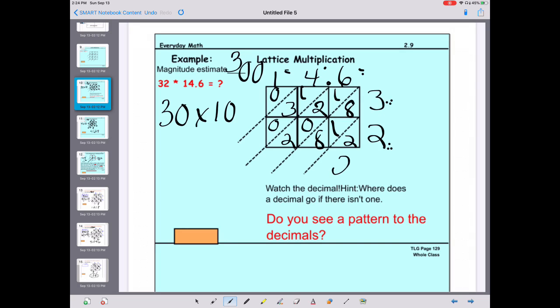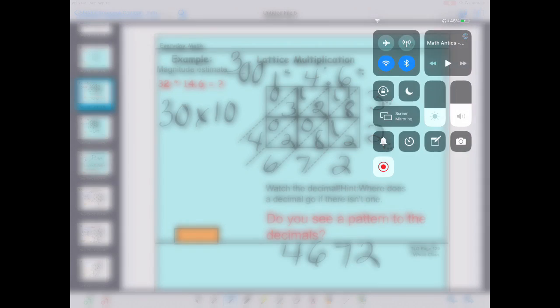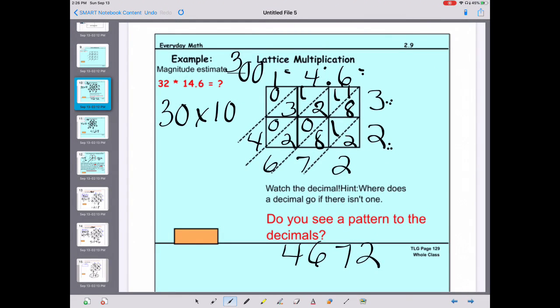Add my slides. 8, 8, 16, 17. Carry my 1. 2, 4, 5, 6. 3, 4. And I have a 0 here, so I'm going to leave it off. 4, 6, 7, 2. Gotta be close to 300. The closest we could get would be 400. 467.2, and we knew we rounded quite a bit.